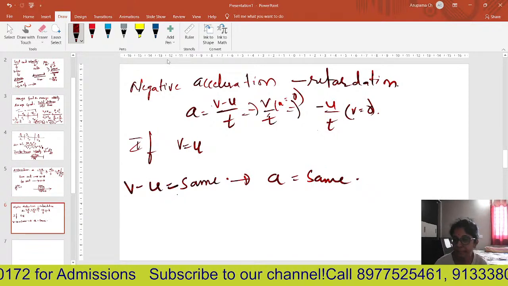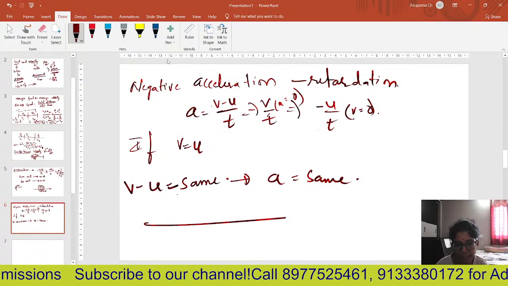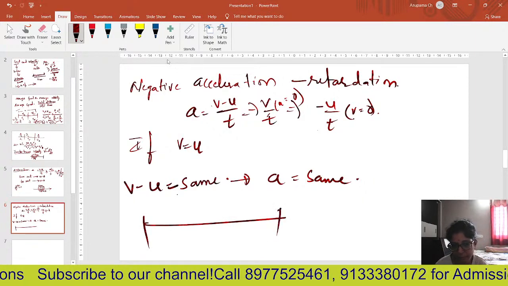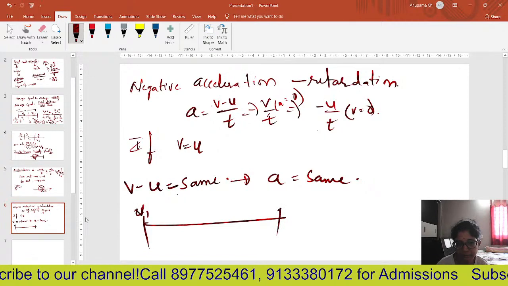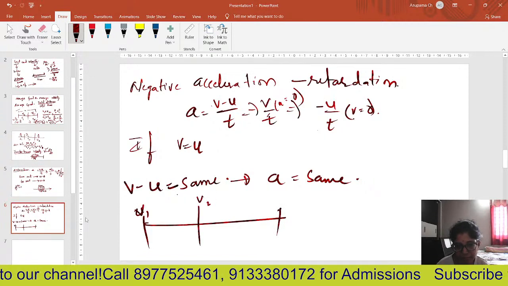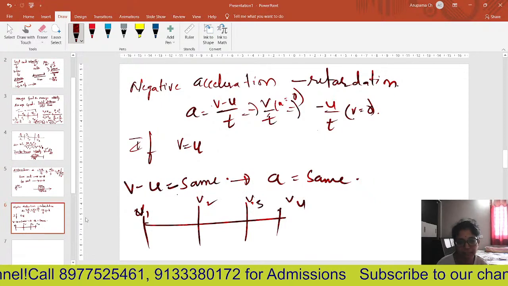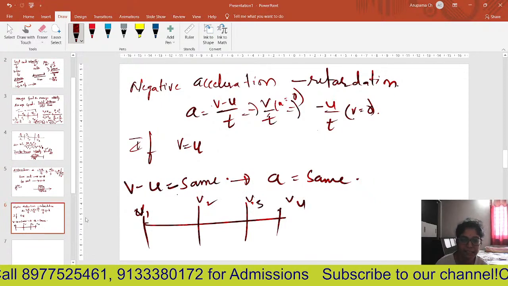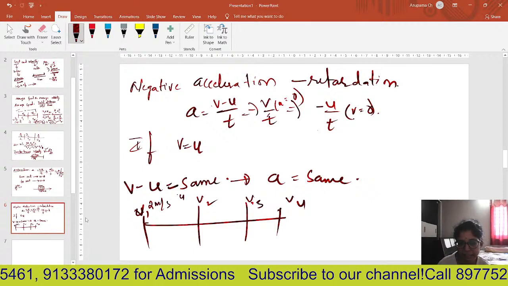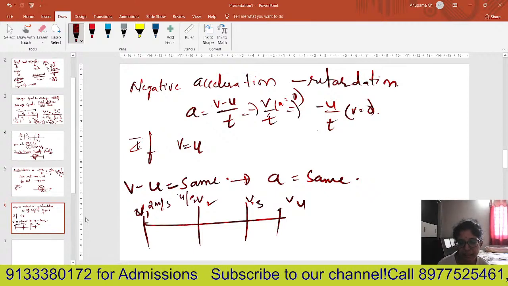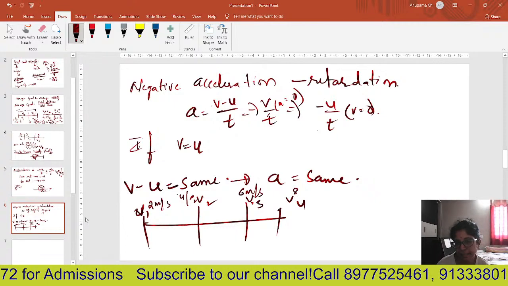It means the difference in v minus u. For example, I'll tell you an example. A body is traveling from one place to another place. Its initial velocity is v1, and here it is v2, and here it is v3, and here it is v4, for example. This is 2 meters per second here, 4 meters per second here, 6 meters per second here, and 8 meters per second.